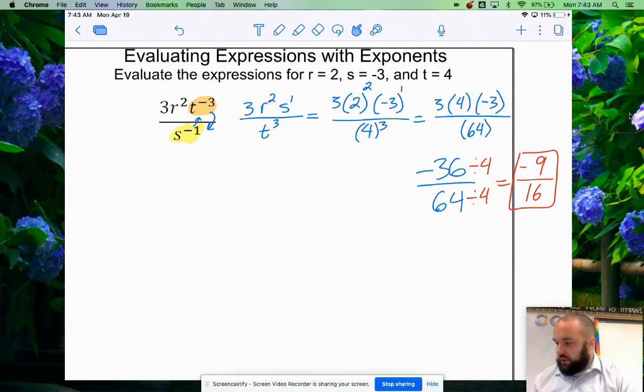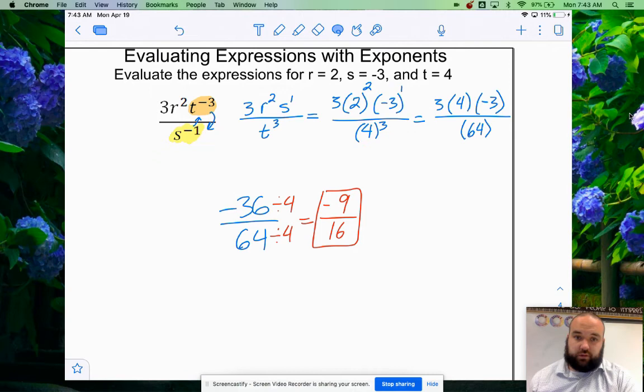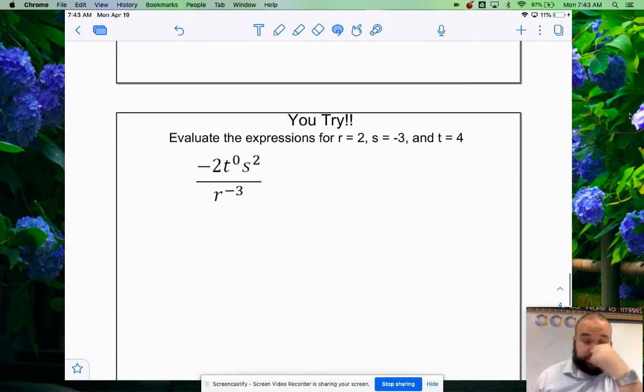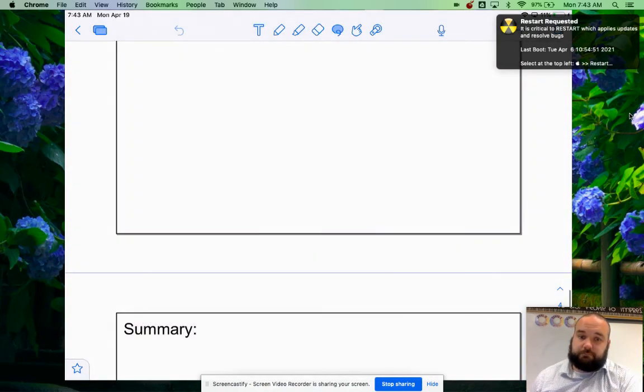Okay, so first get rid of the negative exponents and then go ahead and use the values that we were given. Go ahead and try that with this problem, and then we'll wrap this up.